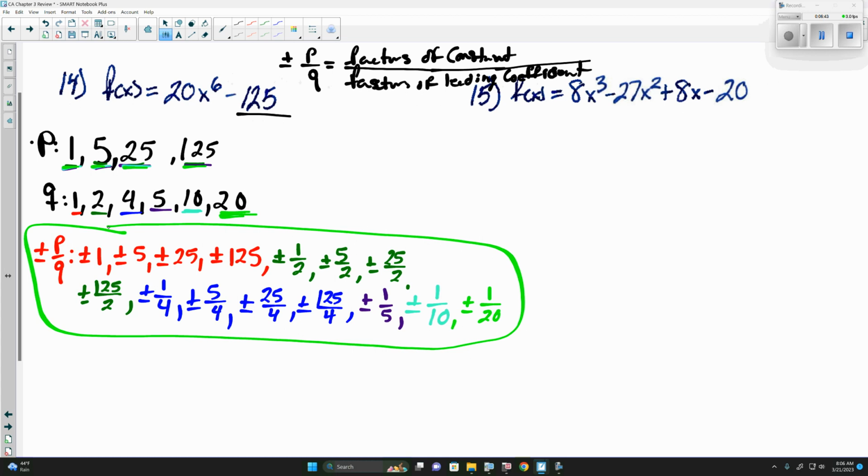Questions on either one of these here? We good with these two here?